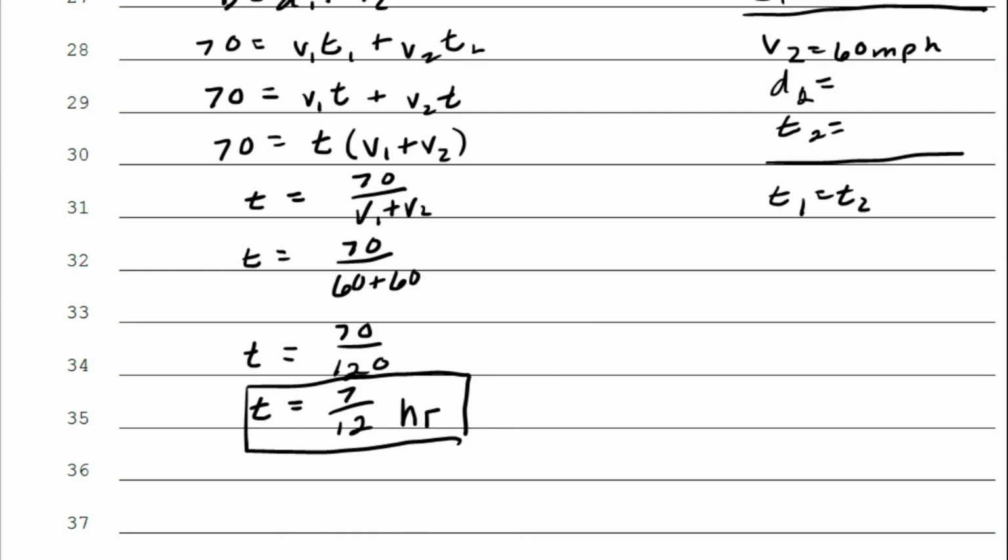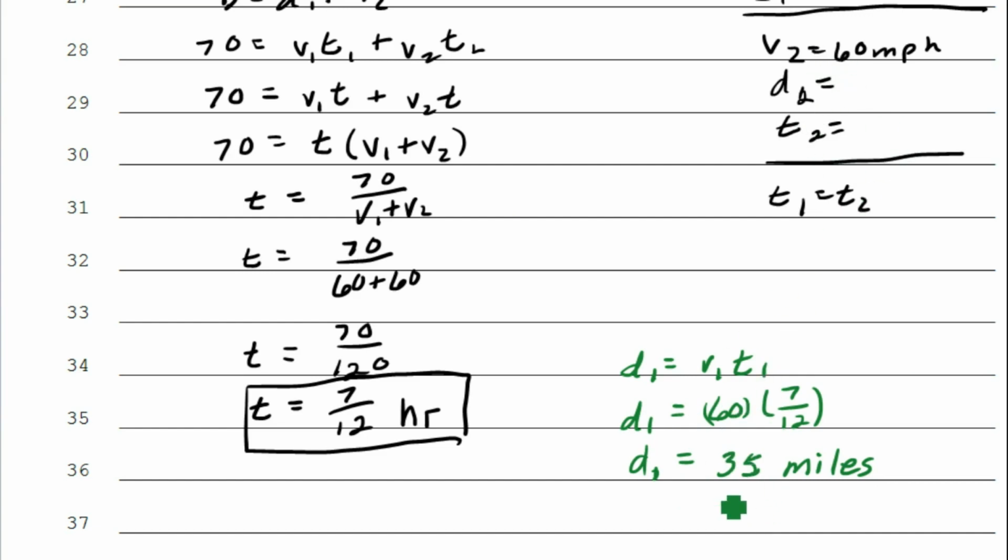We can check that. 7/12 applies to both cars. So let's just take the first one. Distance d1 equals v1 t1 equals 60 times 7/12. That'll be 35 miles. And d2 would be the same since the value of the velocity and the time are the same. So d1 plus d2 is 70 miles.